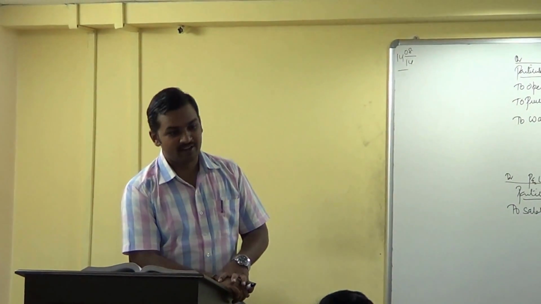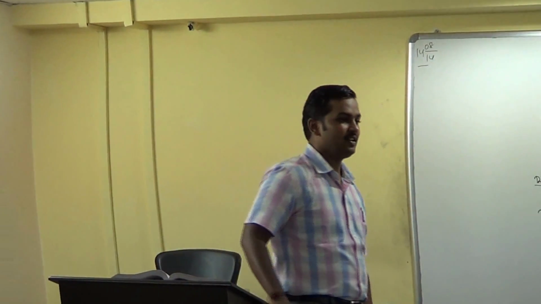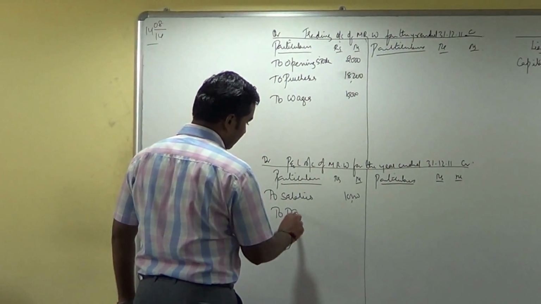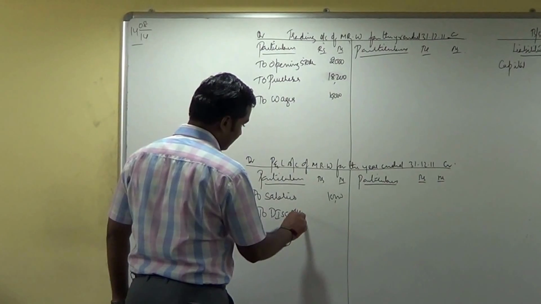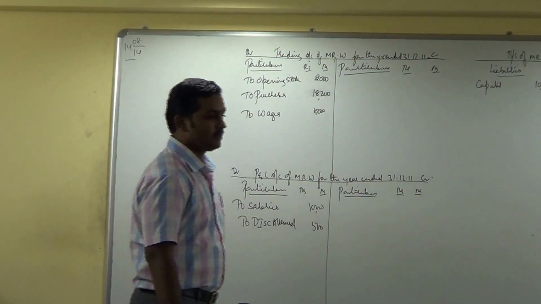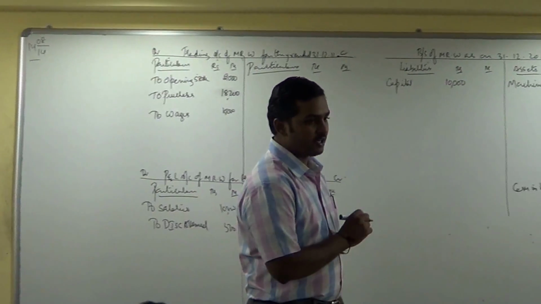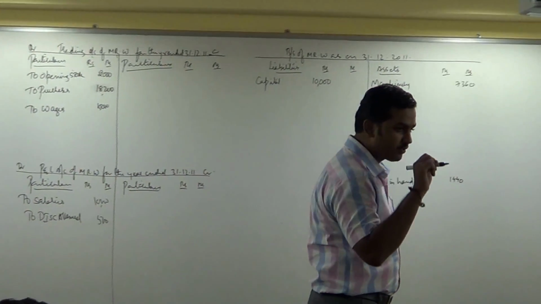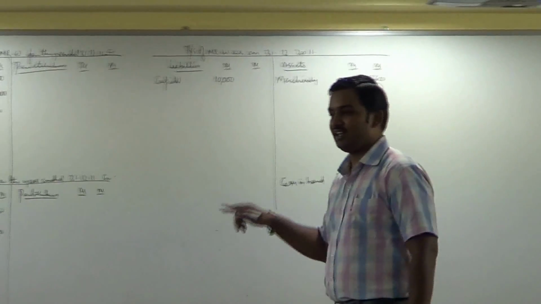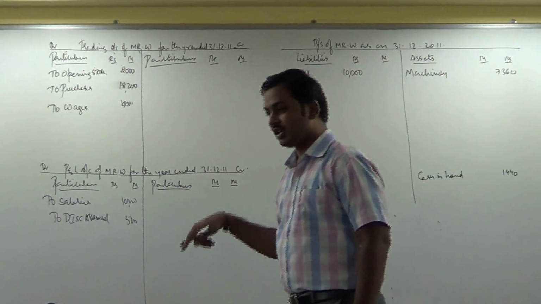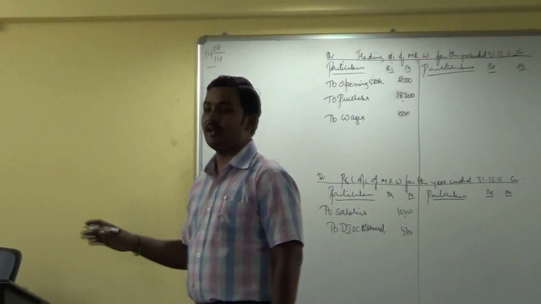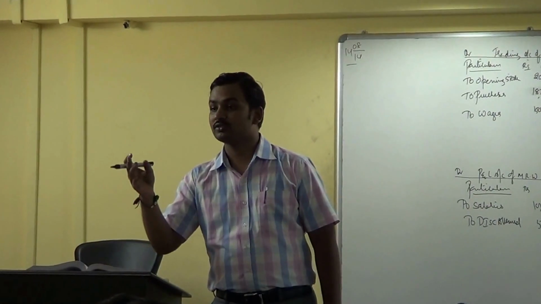Discount allowed 500. Where do you show discount allowed? It's an indirect expense to be debited to the profit and loss account. To discount allowed, how much? 500. Before you transferred it to the P&L account, the discount allowed account was showing a debit balance of 500. Now you have passed an entry: P&L account debit to discount allowed. Discount allowed account will be credited and the discount allowed account will be closed. Are you able to follow, Manoj?